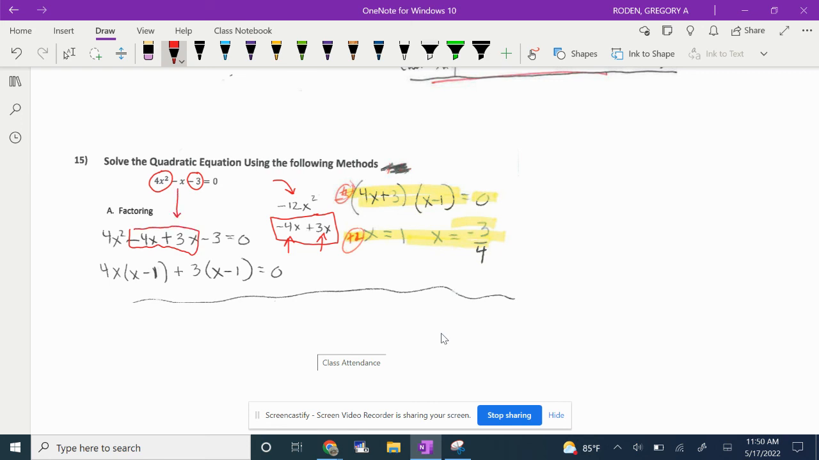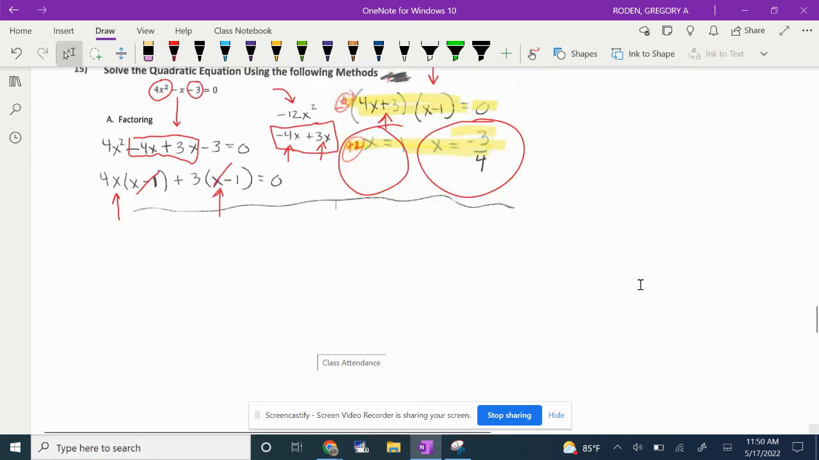And then I factored out a GCF of 4x here and a GCF of 3 here. I did factoring by grouping. And then I can see that I factored out an x minus 1. That's where I got that. And then I had a 4x plus 3 left over. When I set them equal to 0, I get x equals negative 3/4 and x equals 1. So those were my two solutions.